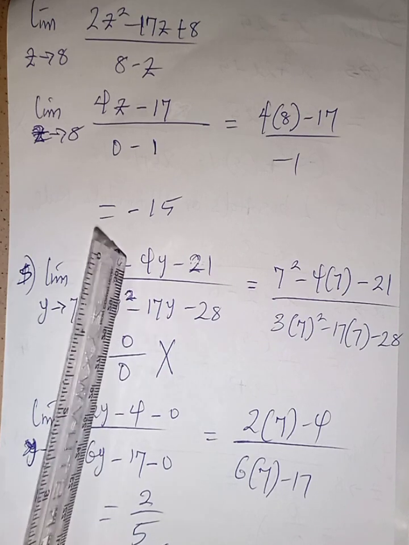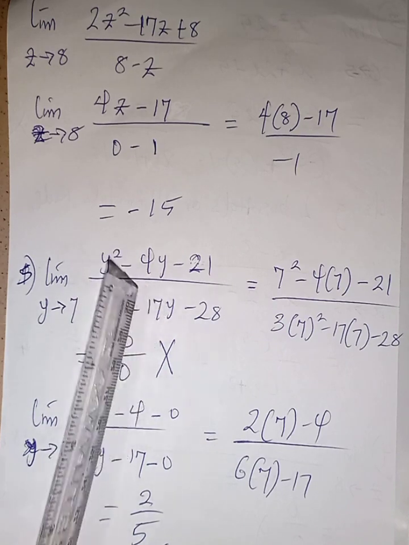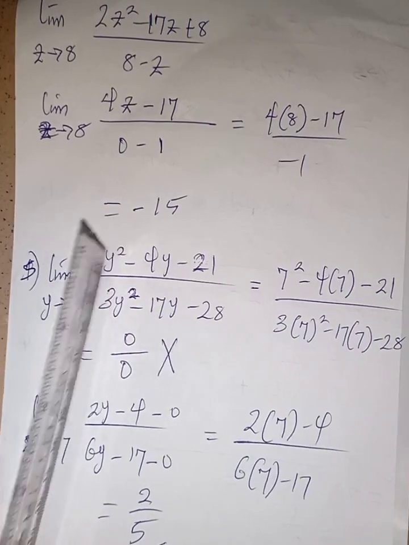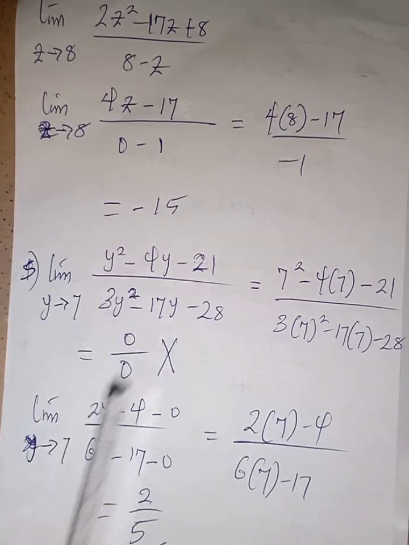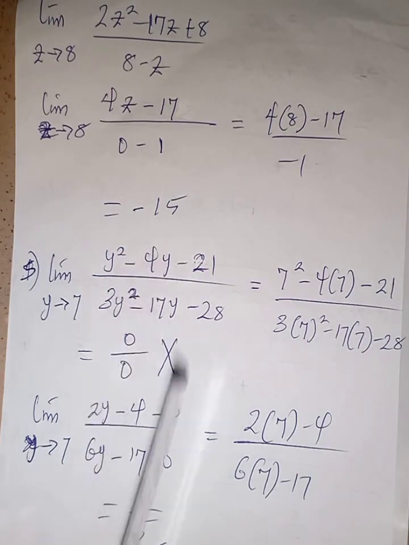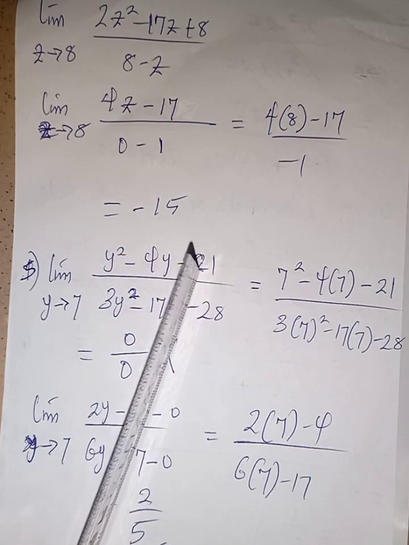So next thing, let's differentiate both sides using L'Hopital's rule. Differentiating y squared, we're going to have 2y. Remember, 2 times y to the power 2 minus 1, or 2y. Differentiating 4y, the answer will be 4, since this y has the power of 1. Differentiating 21, there's no y here, 0.